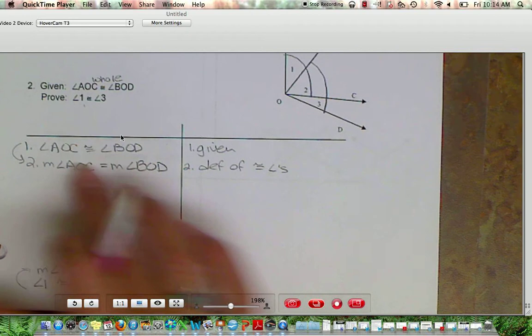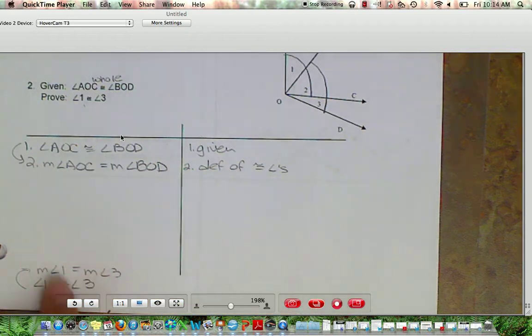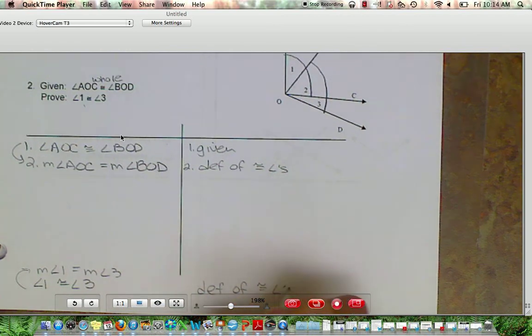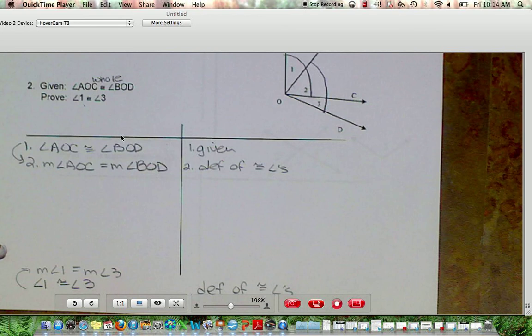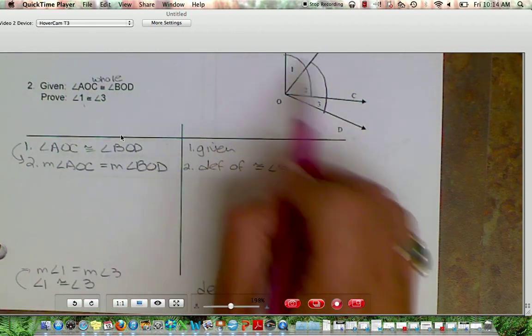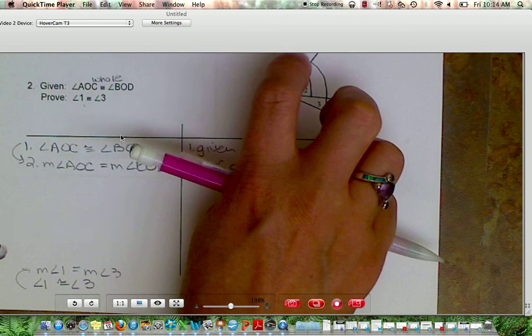To get from 1 to 2, I write it in 2. To get from top to bottom, I write it in the bottom. Definition of congruent angles. Okay. Now, we want to go to the diagram and figure out what's going on here. And we know that these two bigger ones are equal. We're trying to prove that 1 and 3 are congruent.